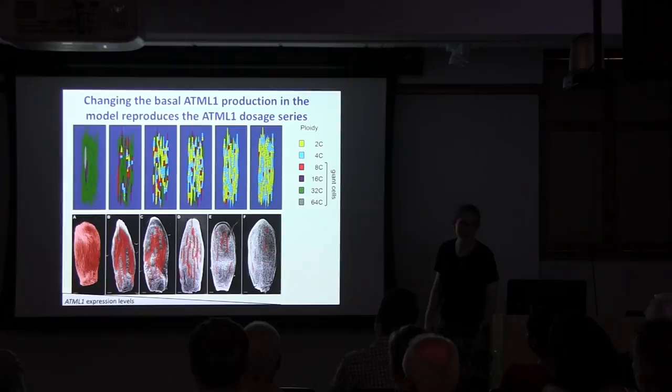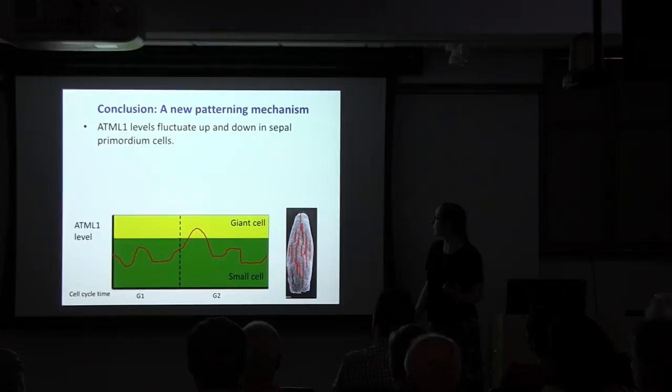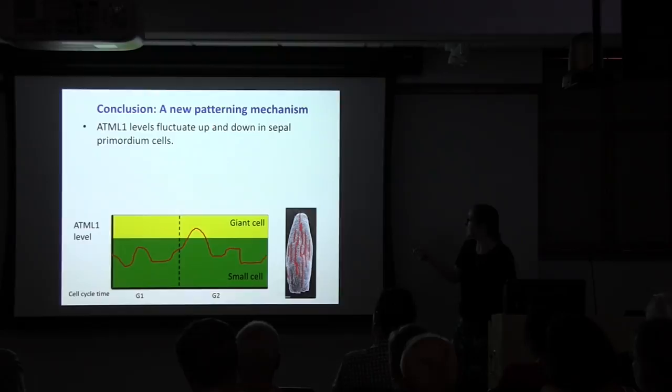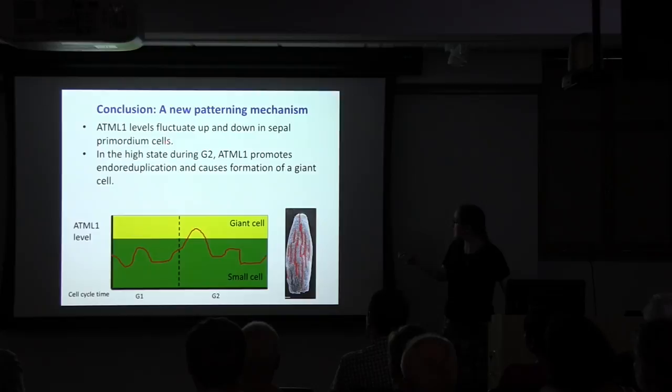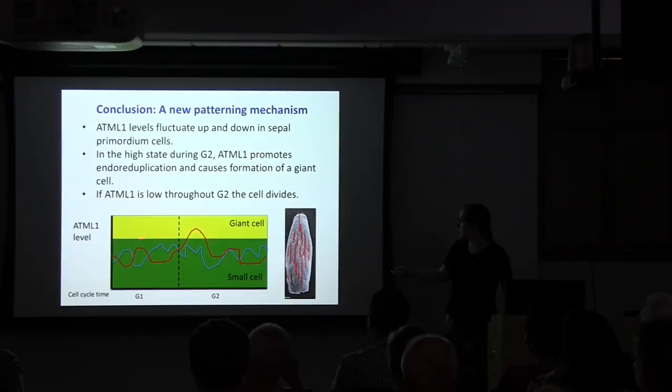So in conclusion, we've really discovered a new patterning mechanism based on fluctuations of a transcription factor. ATML1 fluctuates up and down in the sepal primordium cells. And in the high state during G2, it promotes endoreduplication and causes the formation of a giant cell, whereas if it's low throughout G2, then the cell divides and becomes a small cell.